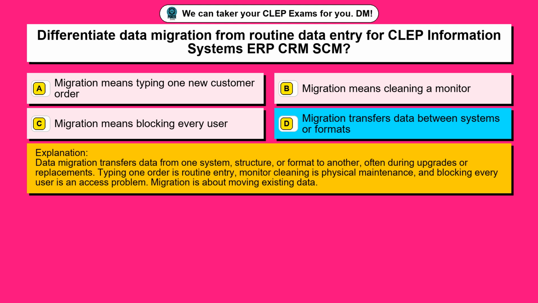Data migration transfers data from one system, structure, or format to another, often during upgrades or replacements. Typing one order is routine entry, monitor cleaning is physical maintenance, and blocking every user is an access problem. Migration is about moving existing data.